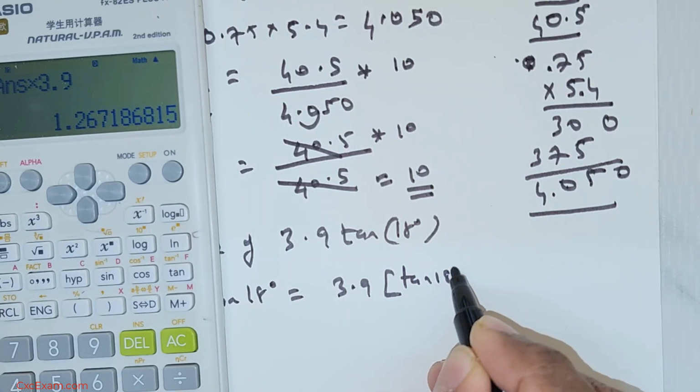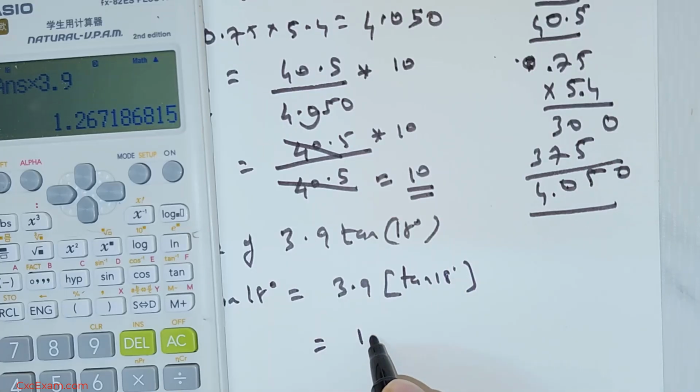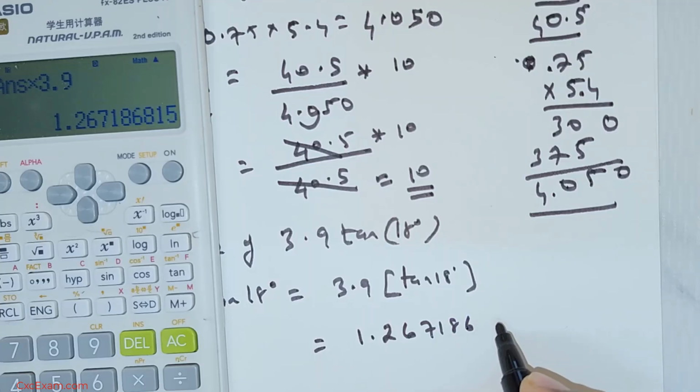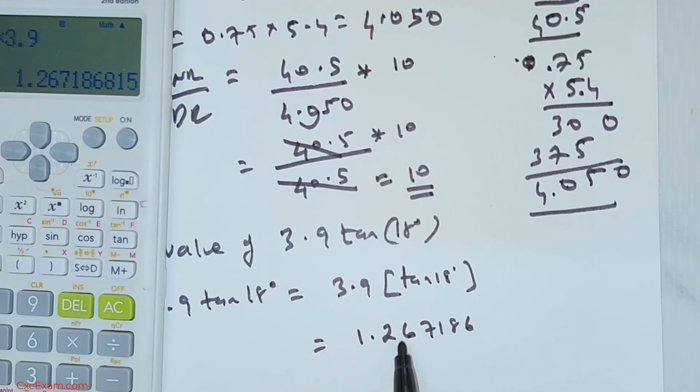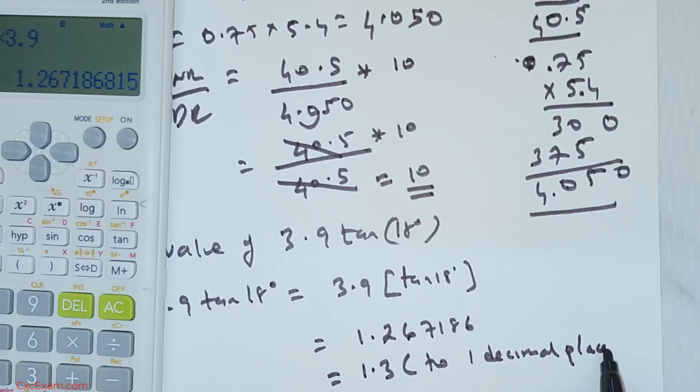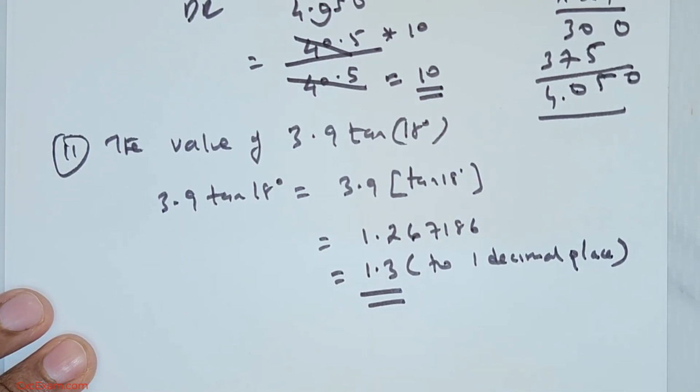so this is going to be 1.267186 and so on it goes, right? Now we need only one decimal place, so that means 2, you round it, that's going to be 1.3. Okay, so this is actually to one decimal place. That is the solution for this particular question. I hope you are watching it.